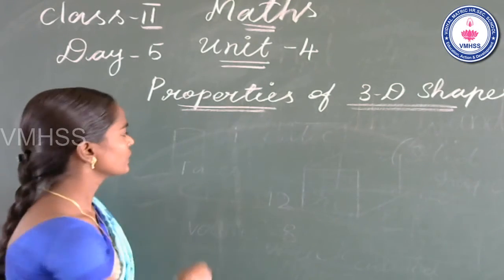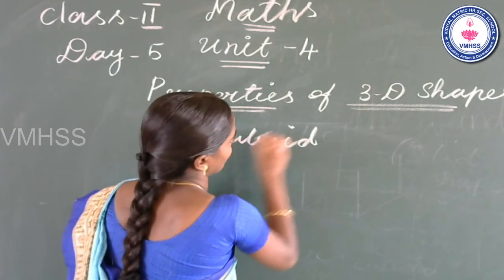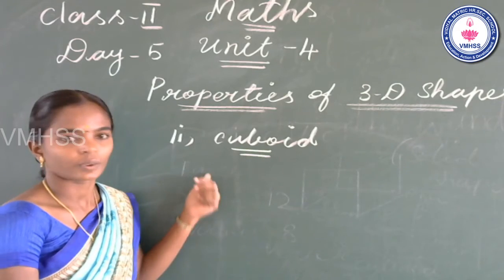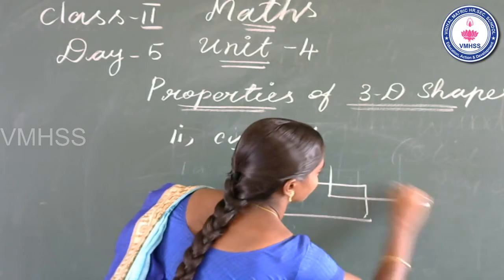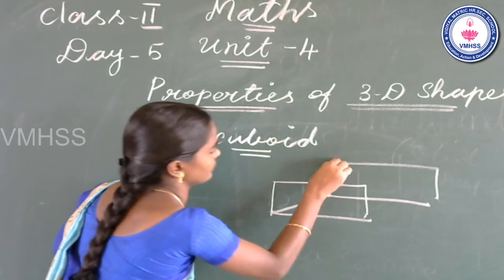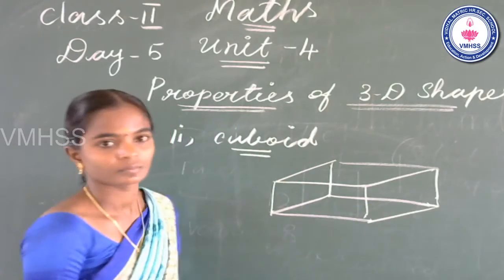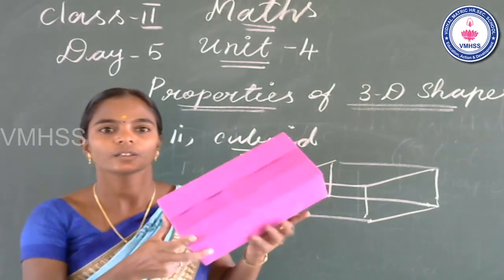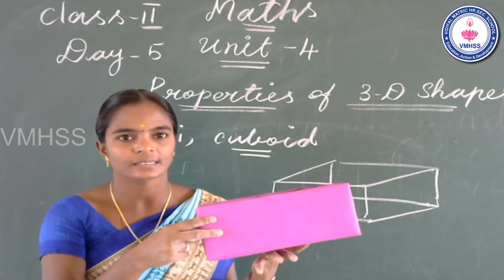Students listen. So, second shape: cuboid. Okay students, first we will draw the cuboid shape. Students, listen, all of you. So this cuboid shape. First we will count the number of faces.